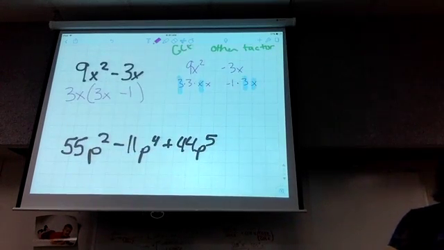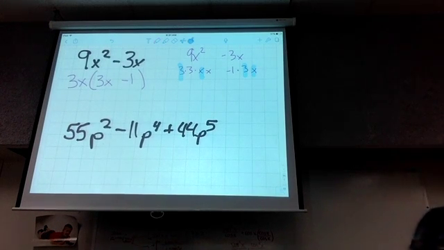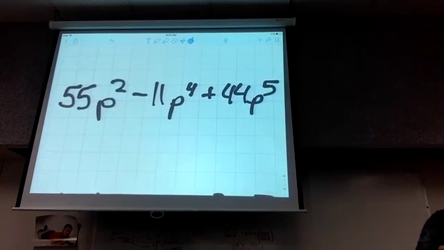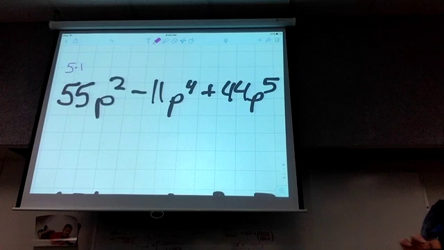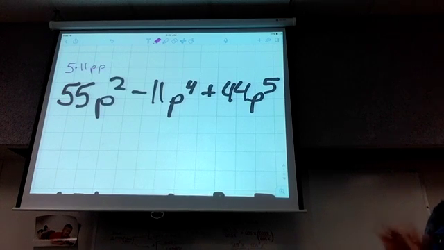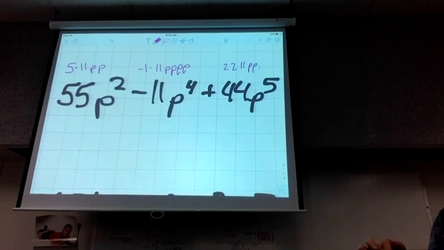Let's try another one that has 3 terms. So we could zoom in and see how we factor each of these. So 55p squared is like a 5 times 11 times p times p. This is a -1 times 11, and we have 4 of these. And this would be a 2 times 2 times 11 and 5 p's. Okay, so I'm going to highlight what they have in common.